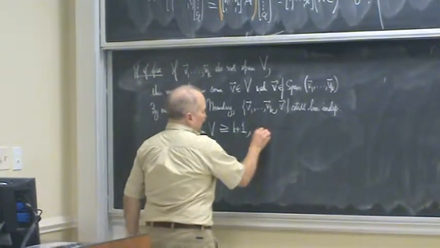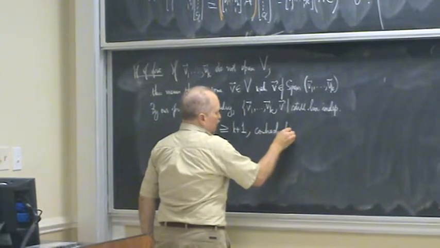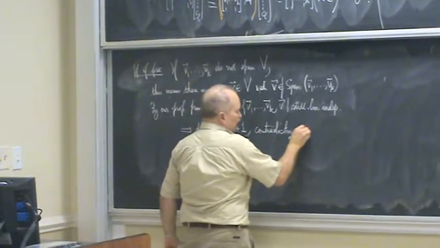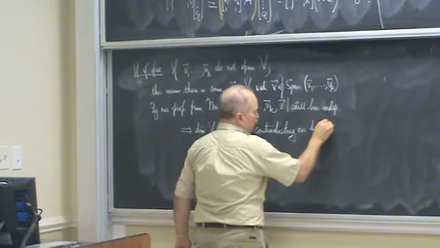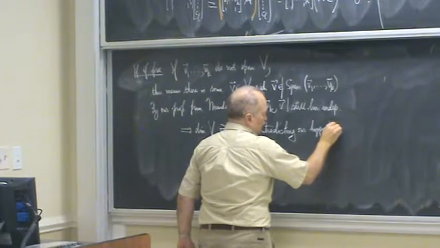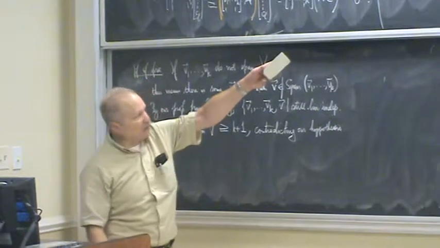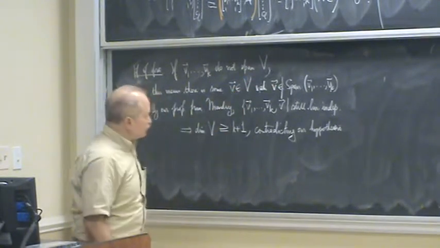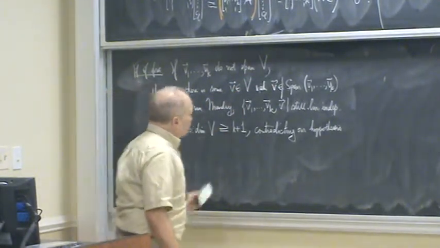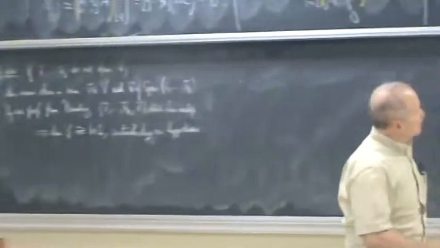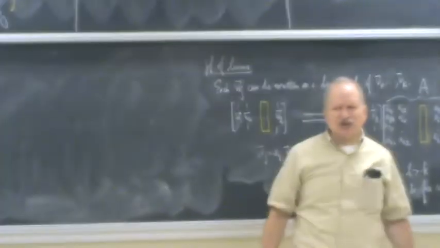Right? Contradicting our hypothesis. Did we state that in our hypothesis, or are we just assuming it from back up here? Suppose that our V is dimension K. Okay, yeah, okay. So, therefore, the K linearly independent vectors must span. And presumably, this other one's just the same sort of thing.